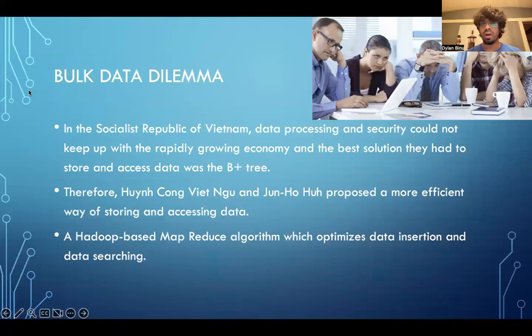So the problem that we're going to talk about here is the bulk data dilemma. In the Socialist Republic of Vietnam, data processing and security could not keep up with the rapidly growing economy, and the best solution that they had to access and store data was the B plus tree. So Hyung Kong Viet New and Jean Ho He proposed a more efficient way of storing and accessing data. It is a Hadoop-based MapReduce algorithm, which optimizes the data insertion and data searching process.